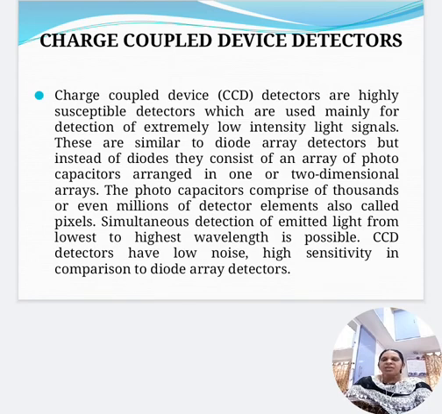So these are the various types of detectors which we are going to use in spectroscopic analysis.